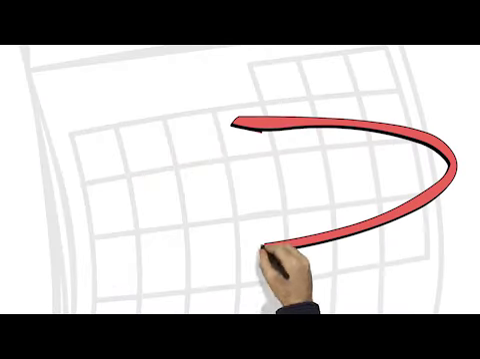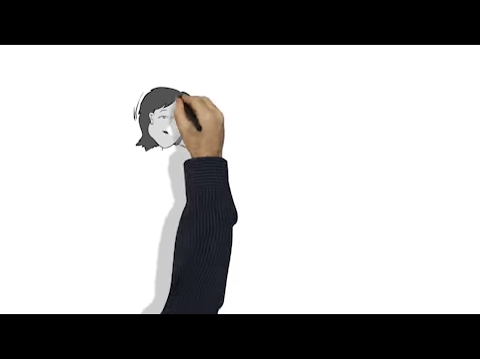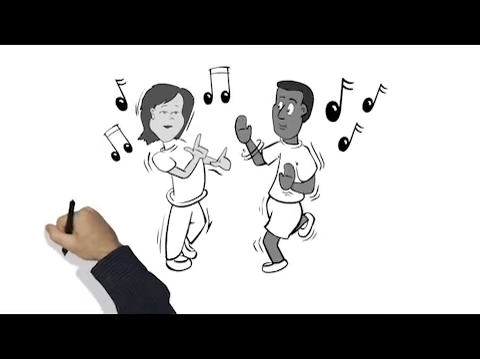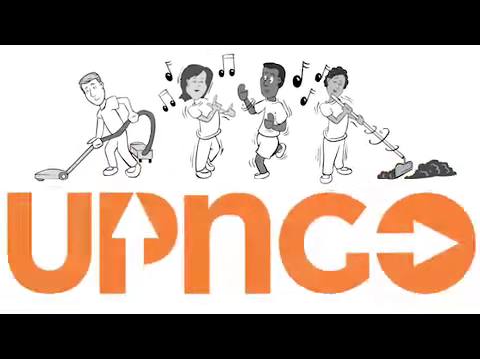If you can do moderate to vigorous activity at least 150 minutes per week, you're meeting the target. So go for a brisk walk, grab a dance partner, a garden hoe, or even a vacuum cleaner and get ready. Get set and up and go.